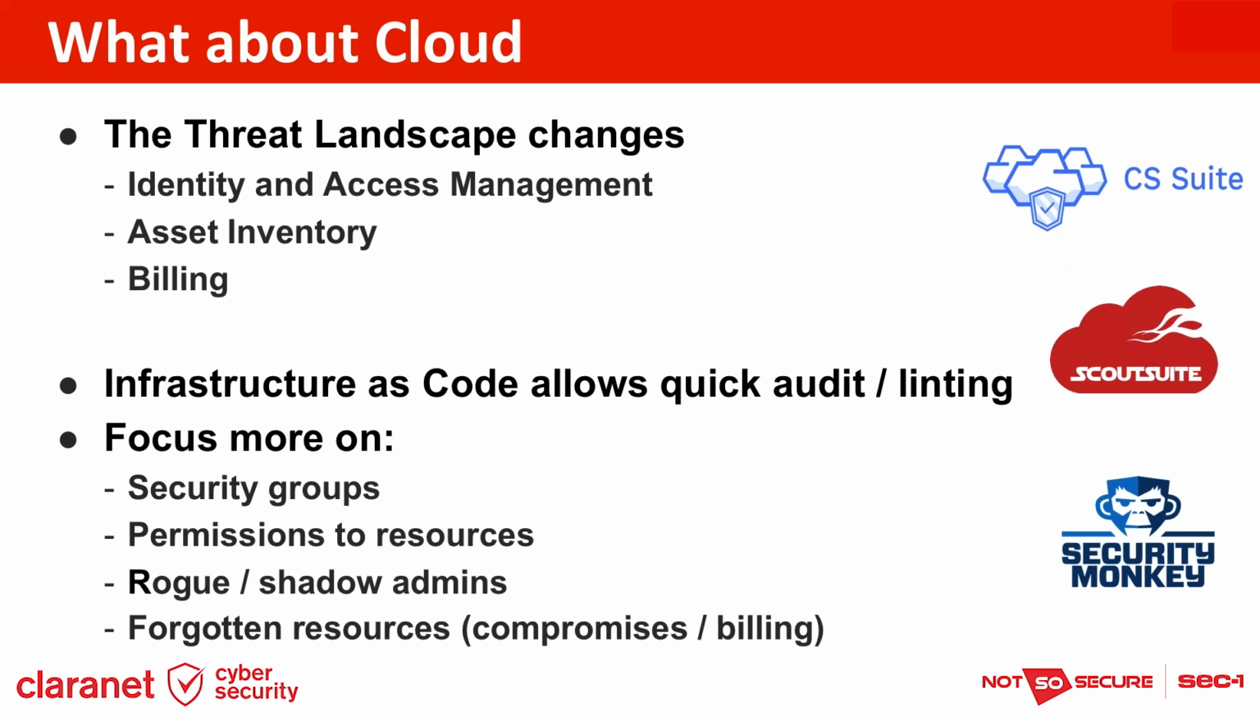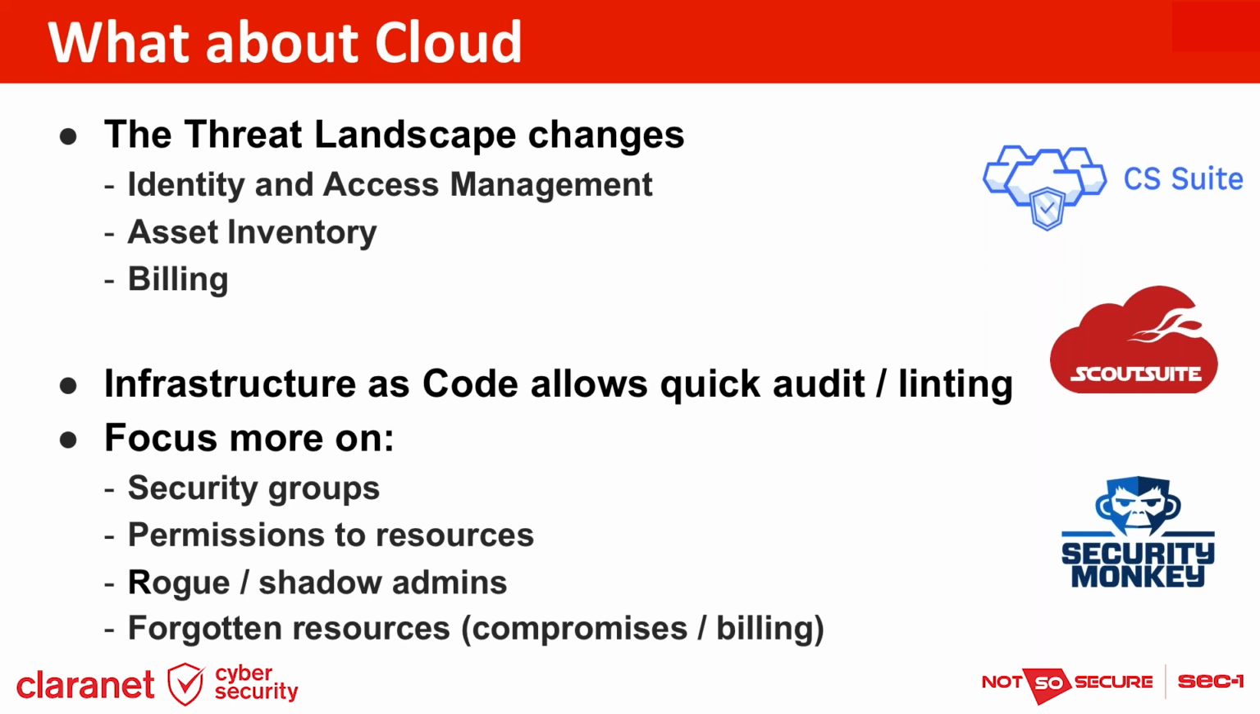Which brings me to the next part, which is, what about cloud? Cloud is an integral part when we talk about DevSecOps. With cloud versus on-prem, the major changes happen in the identity and access management area, the asset inventory, and the billing. Now, it's not all bad. There are a large number of good things also. Because you're already in infrastructure as code format, it might actually be easier to audit and find flaws. The focus area when you're looking at cloud needs to be on security groups, permissions to resources, rogue and shadow admins, or forgotten resources. These are going to be the major challenging problems for you.